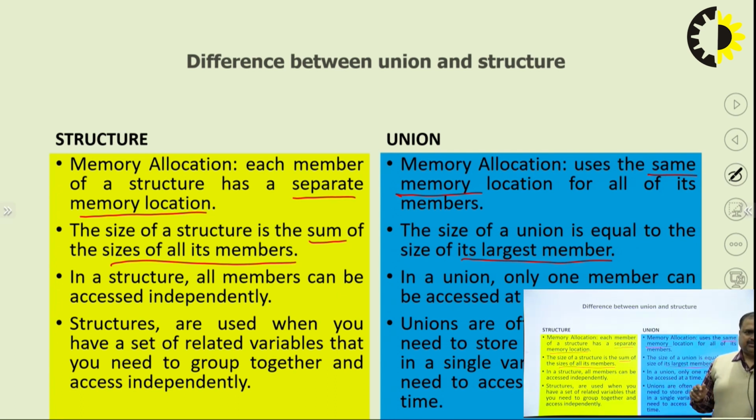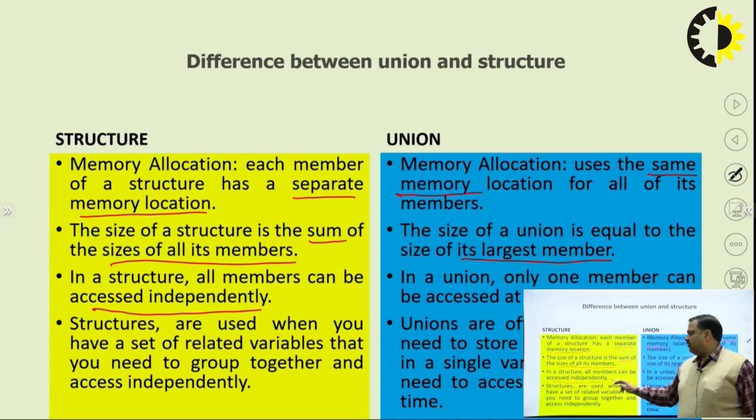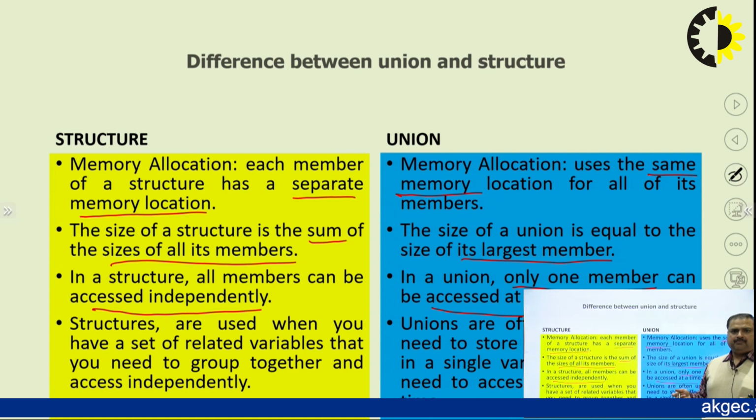In structure, all members can be accessed independently, because they have their own memory locations. While in case of union, only one member can be accessed. Only one member will be in force, or only one member will be available, because the memory is the same.